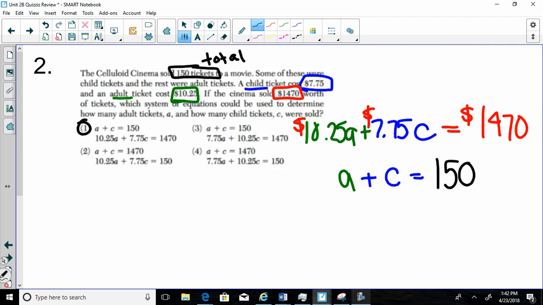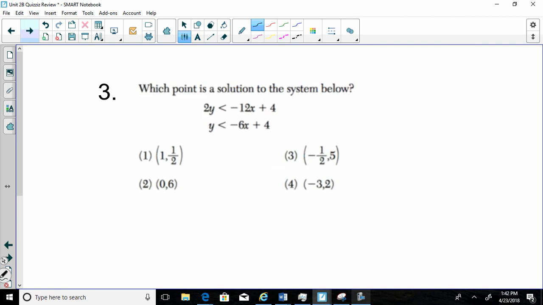Is 40 greater than or equal, or greater than, what's 2 times 2? 4. Is 40 greater than 4? Yep. Let's try this one more time. 2, is it less than, what's negative times a negative? Positive 18 plus 4. Is 2 less than 22? Yep, and so they have to work for both. So since it works for both, that would be my answer.